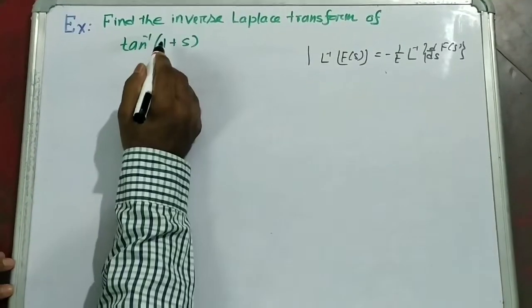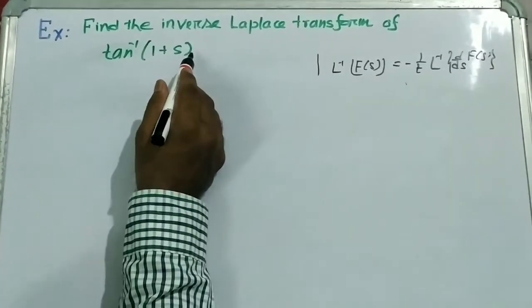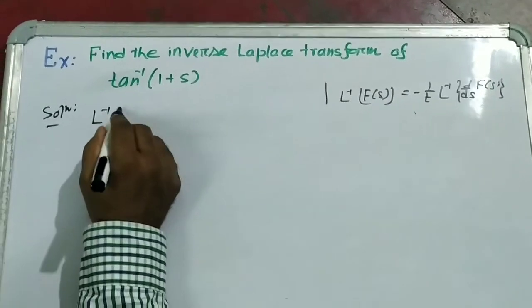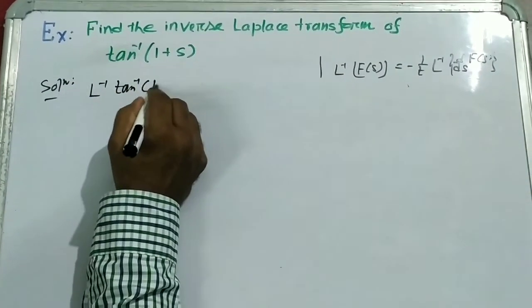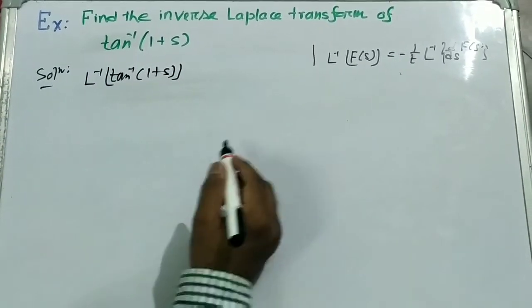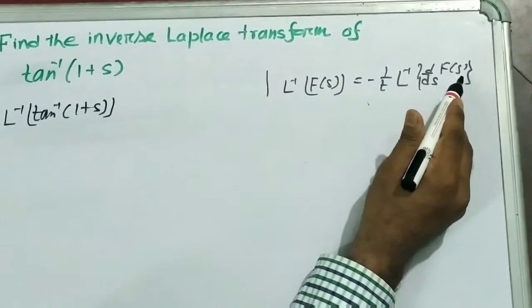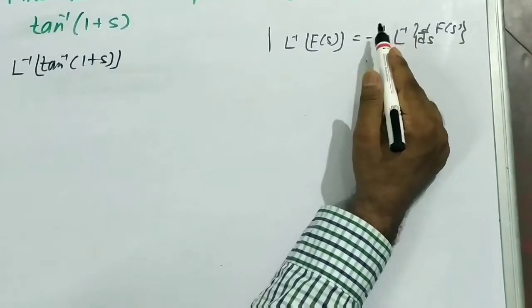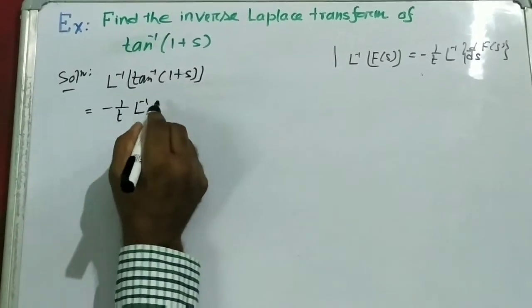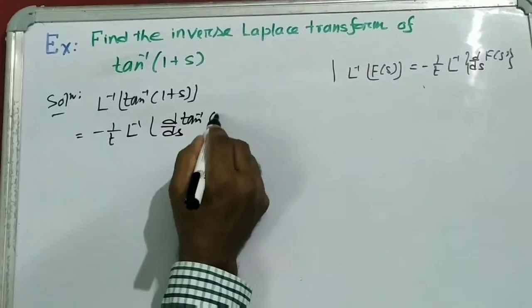Now we consider this problem. Find the inverse Laplace transform of tan inverse of 1 plus s. Now solution: L inverse of tan inverse of 1 plus s. We want to find the inverse Laplace transform of this. Again we know this formula, L inverse of f dash of s equal to minus 1 by t, L inverse of d by ds of f of s. Inverse Laplace transform of derivative. This is a formula. Now this is minus 1 by t, L inverse of d by ds of tan inverse of 1 plus s.